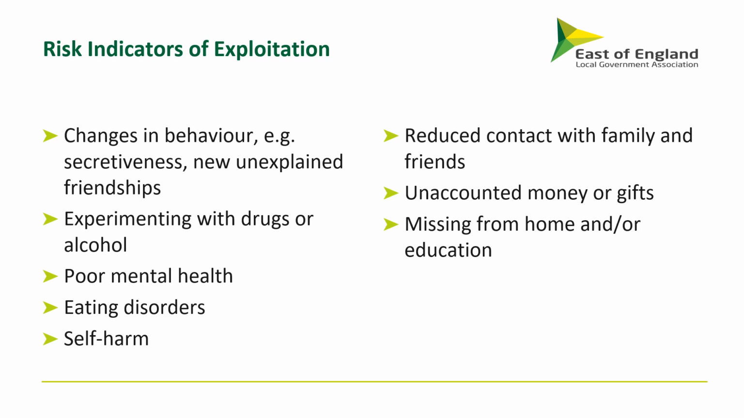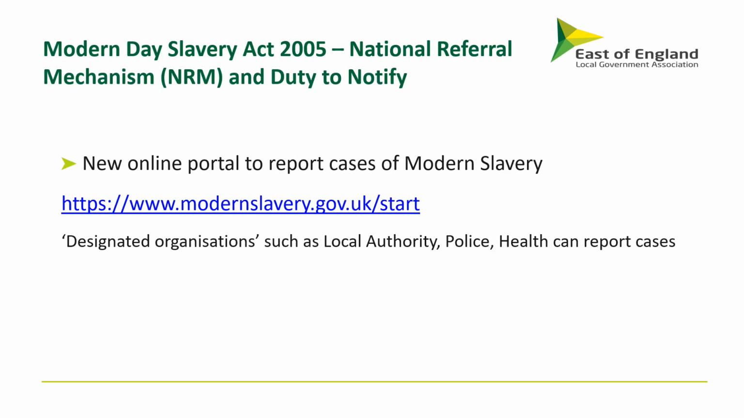Here are some risk factors that may indicate that a young person or an adult is being exploited, either sexually or, for example, through drugs or county lines. There is now a government website where you can report cases where you think somebody is at risk of modern day slavery. Designated organisations such as local authority, police or health can report these cases through this online portal.